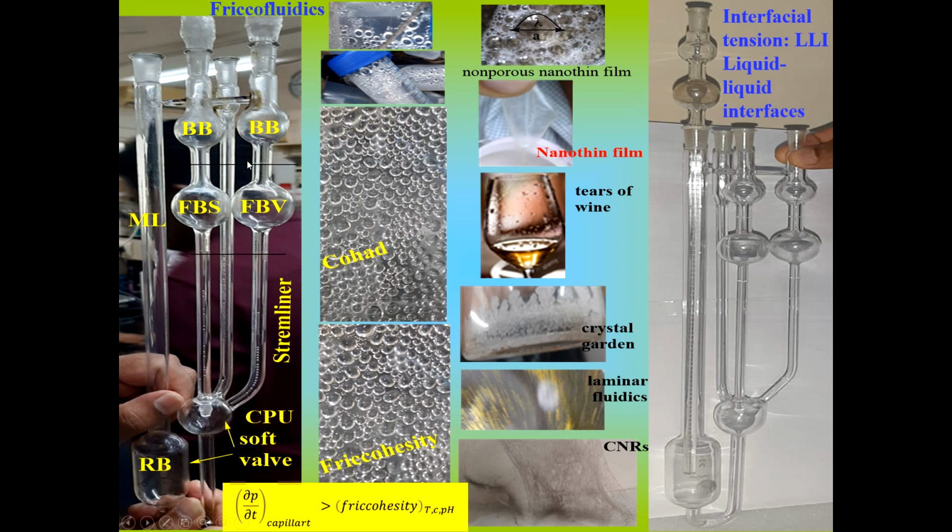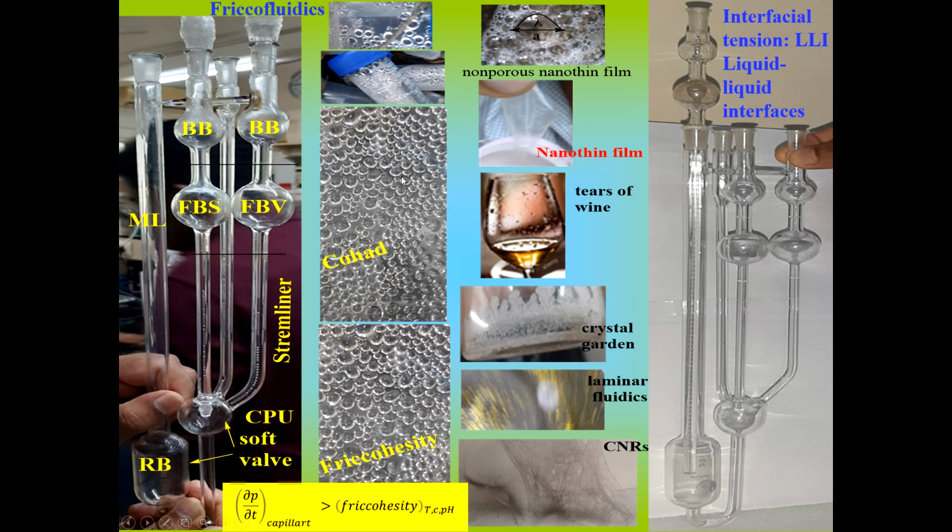Now if you see, these two units are replicas. That's why we are in a position to determine the friccohesity. Everything is perfectly constant, the sample, everything. So continuum flow is the expression of the cohesive forces, and viscous flow is the expression of the continuum flow. Continuum flow means the frictional forces, and non-continuum flow means the pendant drop formation here, or the cohesive forces. So we have conducted these experiments.